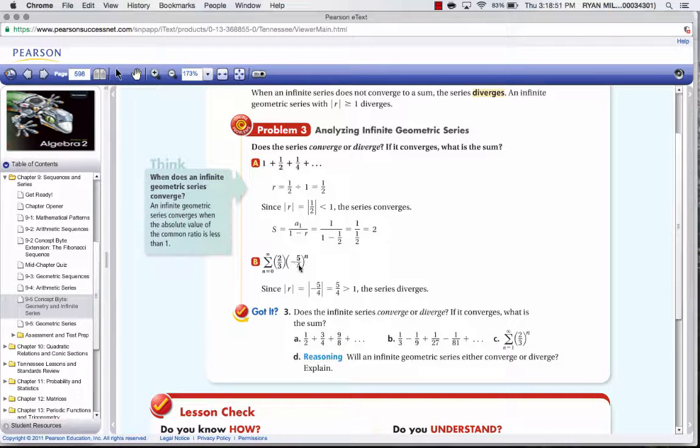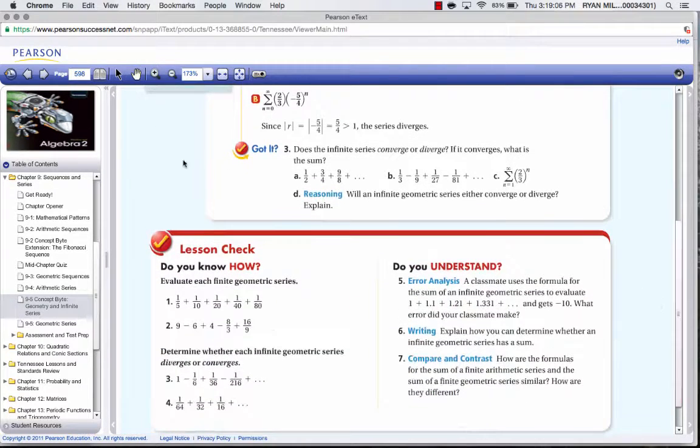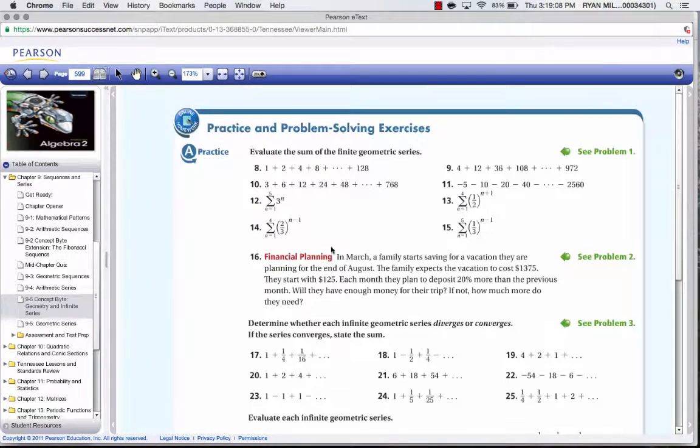Here, my ratio is actually bigger than 1. A lot of people think that every fraction they see is less than 1. This is 5 over 4, which is bigger than 1. In the absolute value, that's positive 5 over 4. Bigger than 1, it diverges. Okay? So there's that. And then we move on to the assignment from there.